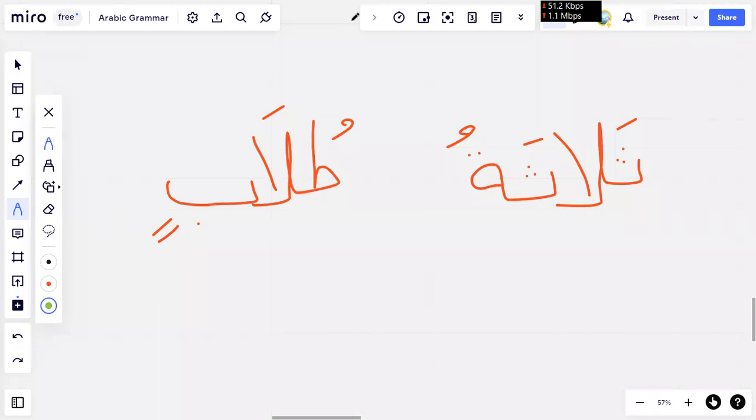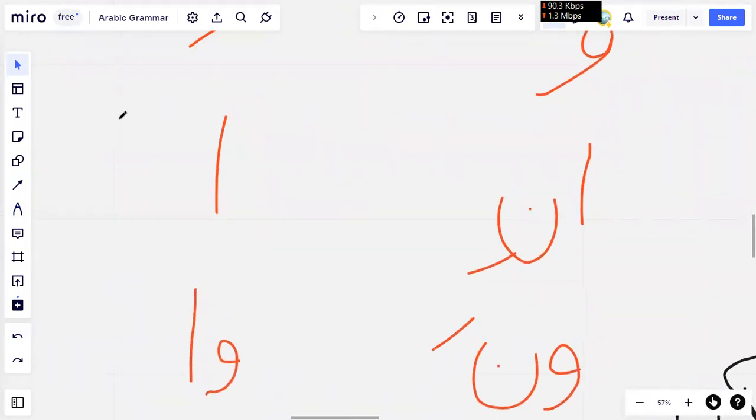The madud from 3 to 10 is used as jama majrur. So what is jama in English? Plural. And do you know what is majrur meaning? What is majrur? Kasra.